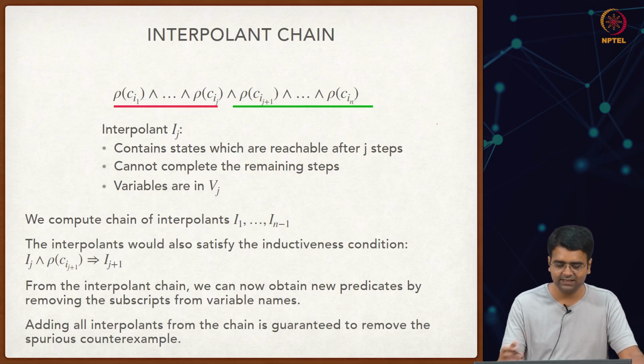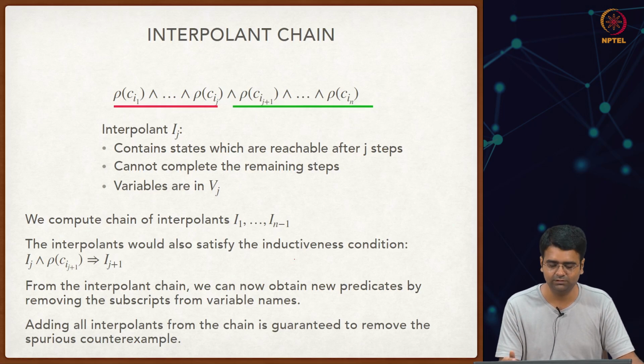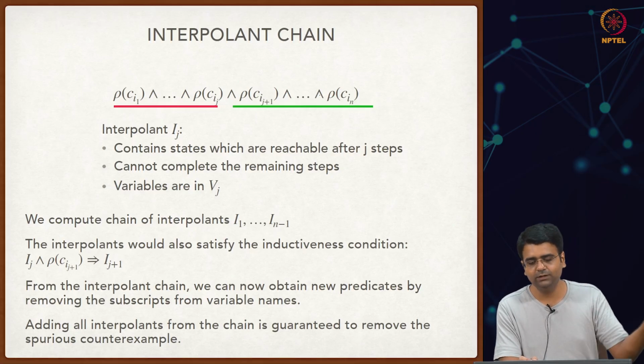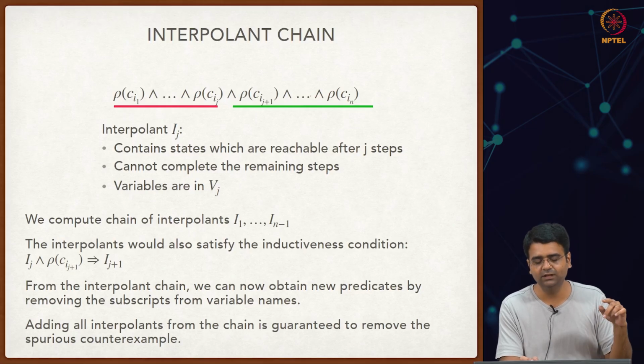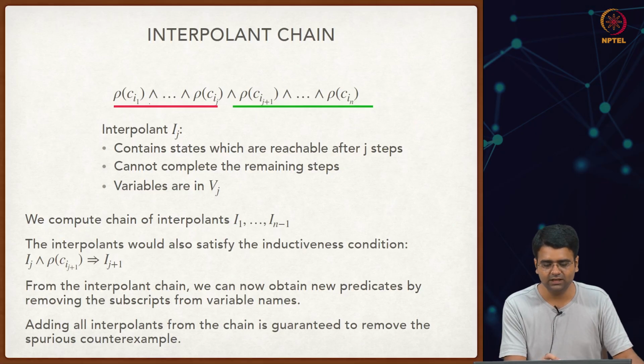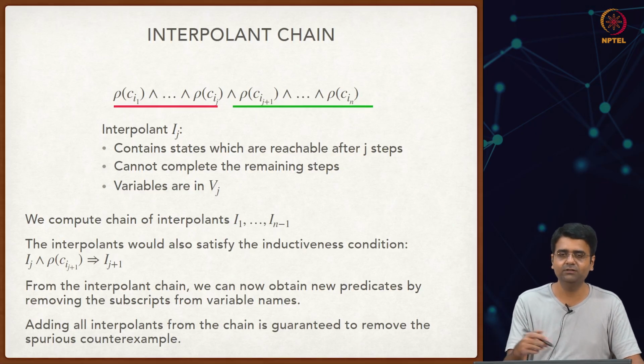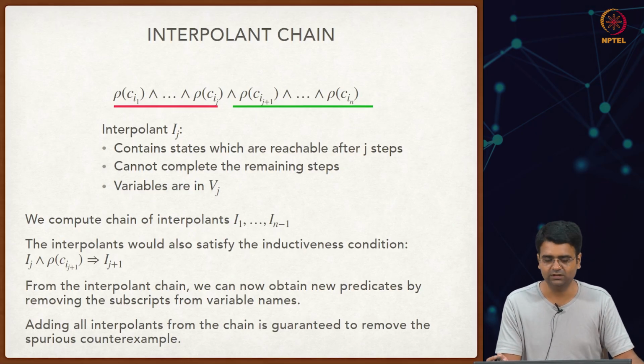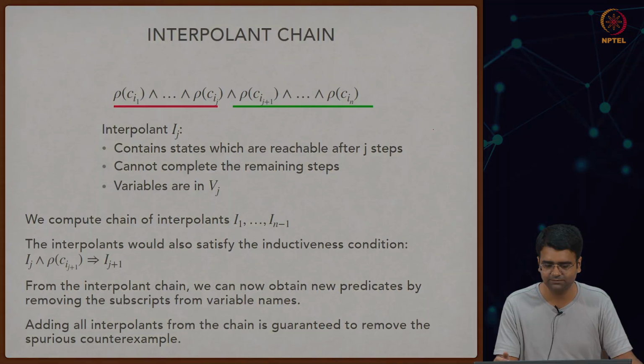And here is another important guarantee, which is that if you add all interpolants from the chain, then this is guaranteed to remove the spurious counterexample. Meaning that if you add all the interpolants computed using this interpolant chain to the predicate abstraction domain and then rerun the abstract model checking algorithm, it is guaranteed that the spurious counterexample that you received, corresponding to this particular trace, is going to be eliminated, in the sense that abstract model checking is not going to revisit this same spurious counterexample. So again this is a guarantee, okay.